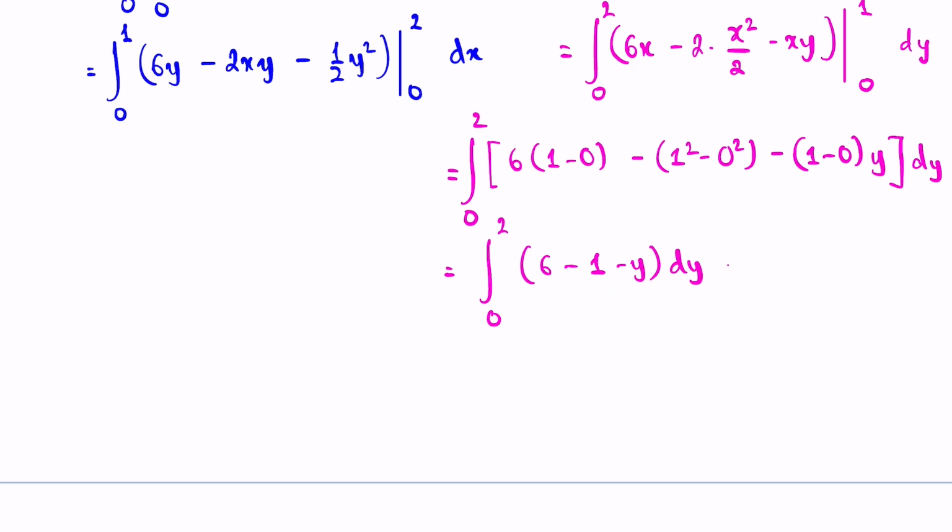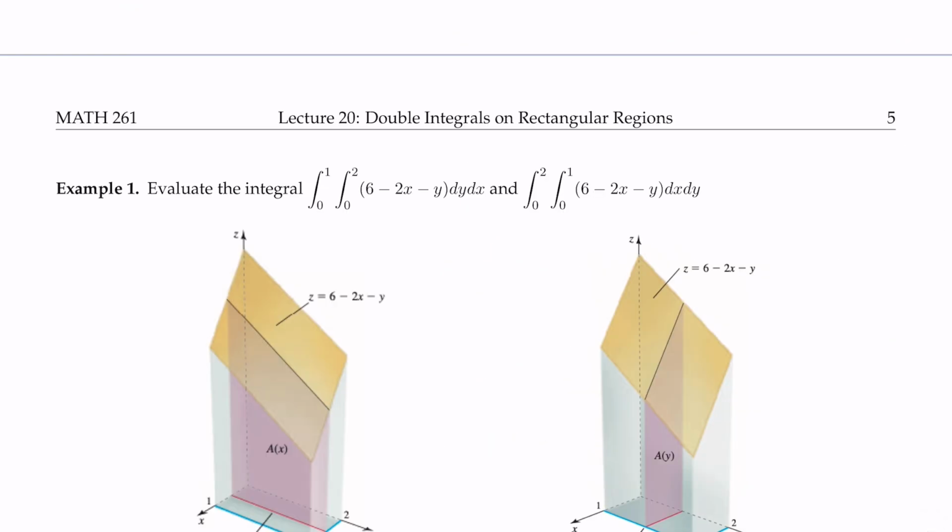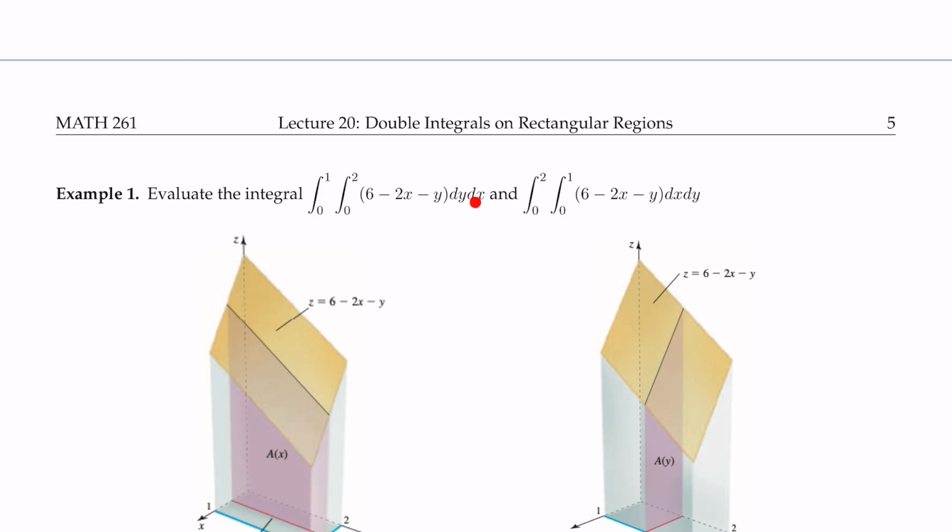Here you get the integral from 0 to 2 of 5 minus y dy, or 5y minus 1/2 y squared, evaluated at 0 and 2. You get 5 times (2 minus 0) minus 1/2 times (2 squared minus 0 squared). You're going to get 10 minus 2, and that is equal to 8 as well. So for the double integral, no matter what the order of integration, you should get the same answer. So the question is, why even bother to switch the order of integration when no matter what order you have, the answer should be the same?